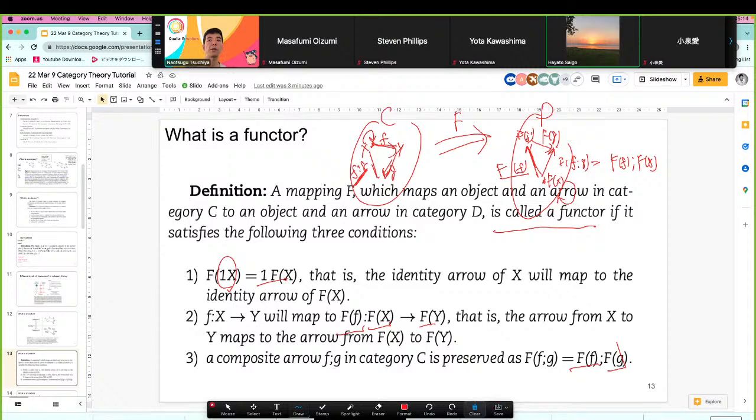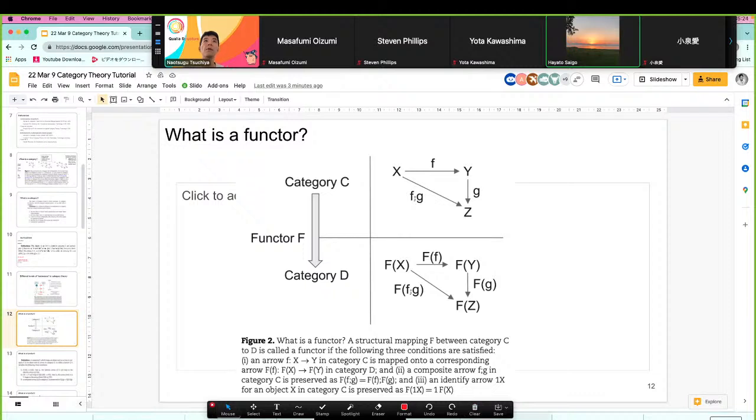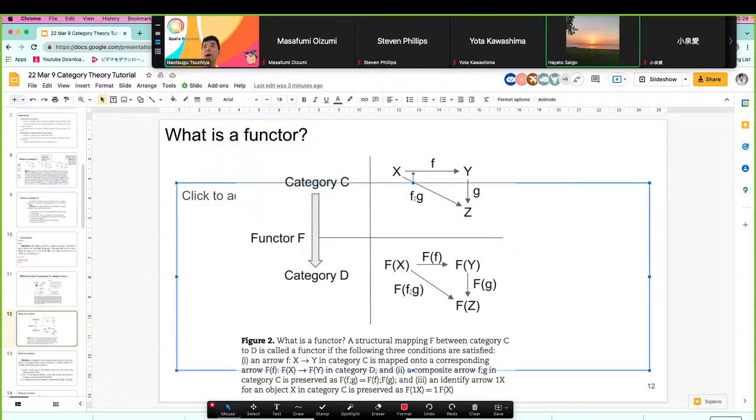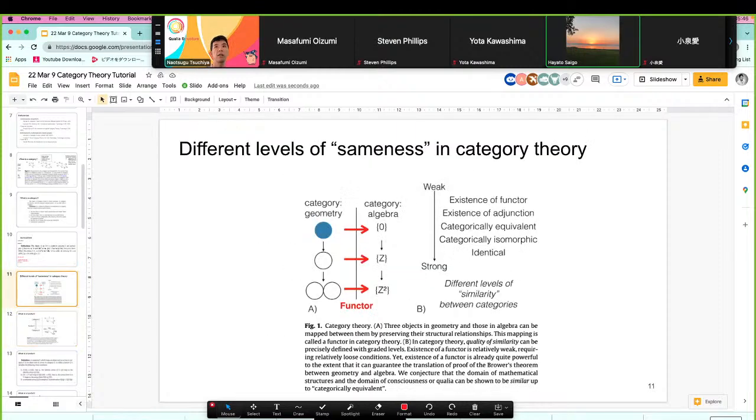And then all of this is explained in this succinct figure in a clear format. And if that happens to be the case for mapping rule F, then that is called a functor. And we can talk about there being a relation between category C and category D, which corresponds to a really weak similarity: the existence of the functor.